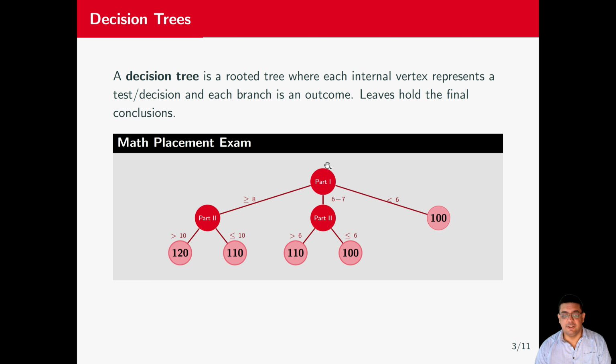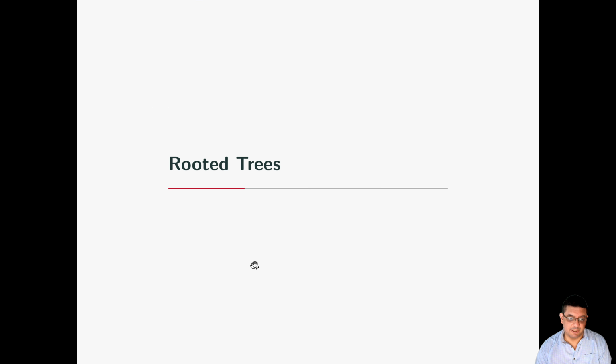As you can see, the transition between the root and the internal nodes depends on holding a certain condition. Here we transition to the left side if the score in part 1 is bigger than 8. And if it's less than 6, then we go to the right side. Then also, if we're between 6 and 7, then we go down this path. So the decision tree depends on the conditions you're given in each of these steps. Each path from the root to the leaves is going to encode one sequence of decisions.